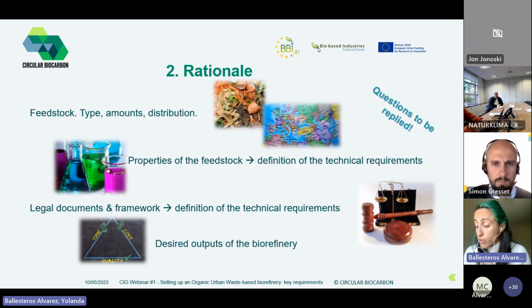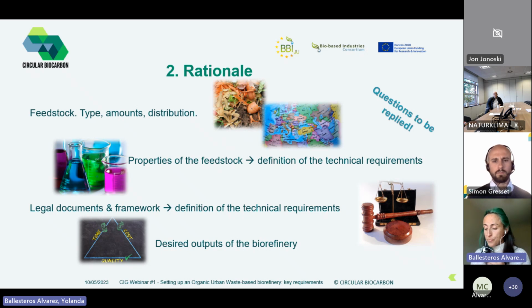Derived from our previous experience in circular biocarbon, and at this point, I would like to remember that the specific type of biorefinery we are addressing is the one using waste as feedstock. It is important to give response at least to the following questions. First of all, the feedstock. What initial feedstock can we count on? Are we able to obtain organic fraction of municipal solid waste? Are we able to obtain sewage sludge? Are we able to obtain both?